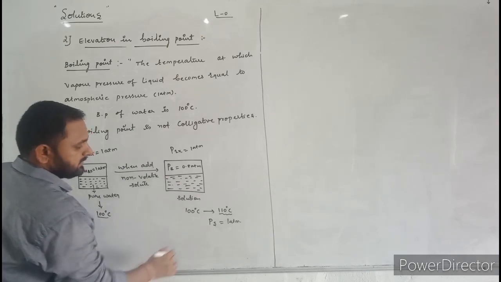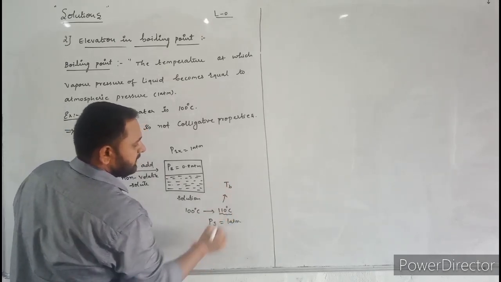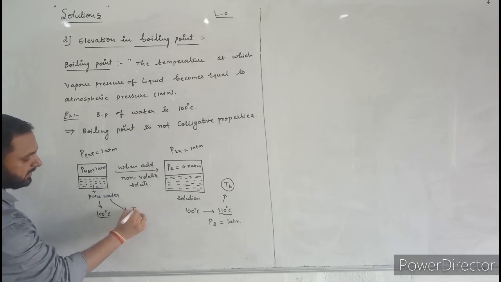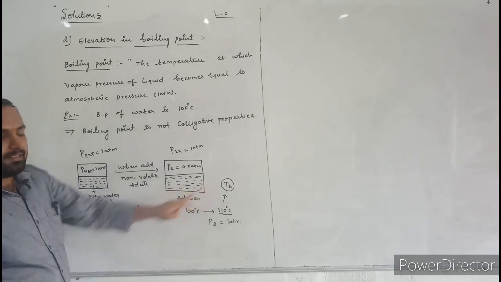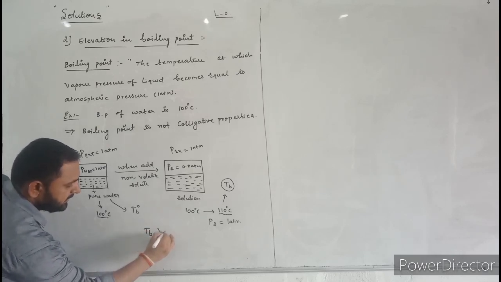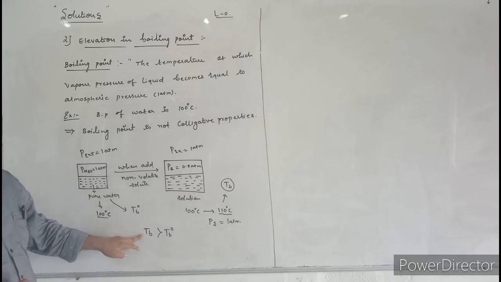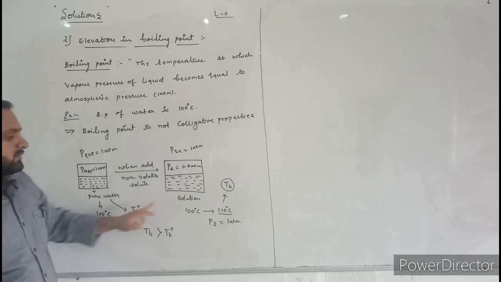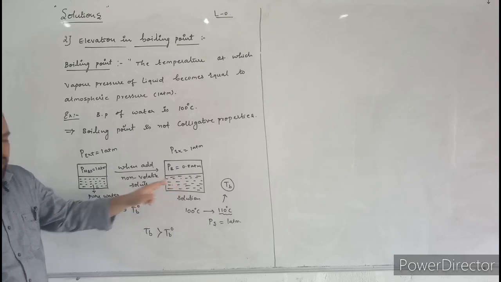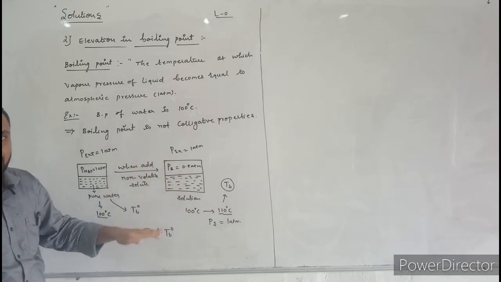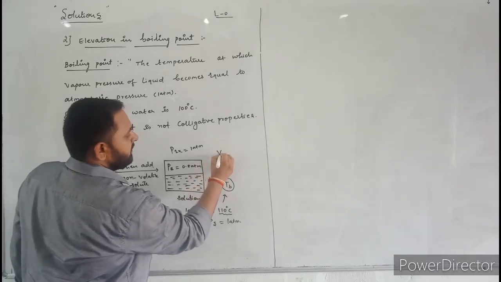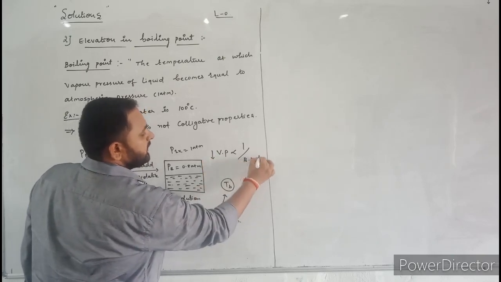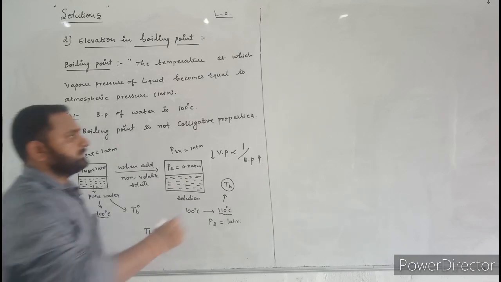The boiling point of the solution is represented by TB. The boiling point of pure water is represented by TB naught. Always TB is greater than TB naught. The boiling point of a solution is always greater than the boiling point of the pure solvent. Why? Because in the solution a non-volatile solute is added. Due to the addition of the non-volatile solute, vapor pressure decreases and boiling point increases. That's why we can write that vapor pressure is inversely proportional to boiling point. If vapor pressure decreases, then boiling point increases. Now I will write it in a sentence here.